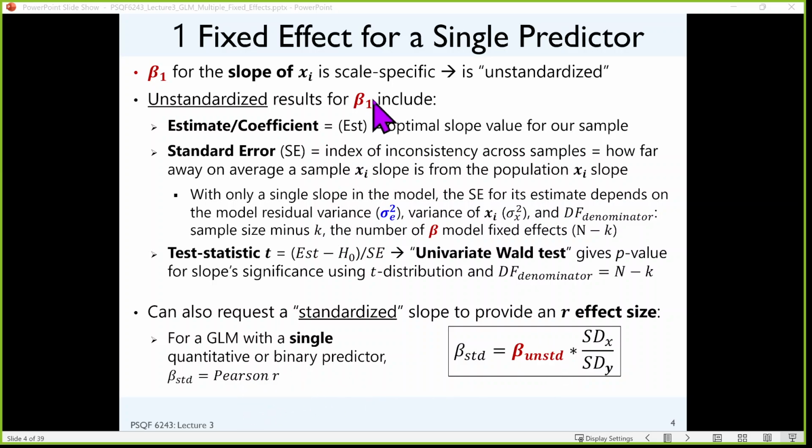And it turns out that in this one case, if we only have a linear slope for one predictor, that standardized slope is the same thing as a Pearson correlation. But that will not be enough in most situations. We'll want to have a more complicated model to describe relationships than just one simple Pearson correlation. Is that okay? Yep. So that's my review.